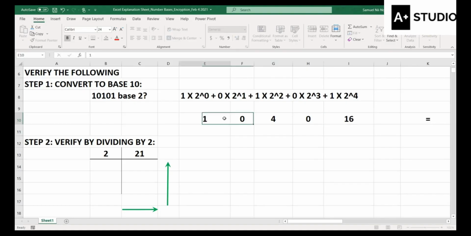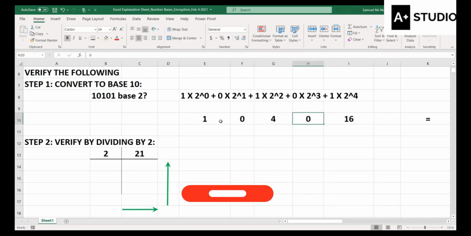When you add 1 plus 0 plus 4 plus 16, 16 plus 4 will give you 10, and 10 plus 1 will give you 11. Sorry, am I right? Sorry, 16 plus 4 will give you 20, and 20 plus 1 will give you 21. So there you are. Now we want to verify that this is actually base 2. So now the answer is 21. We have it. We verified it.